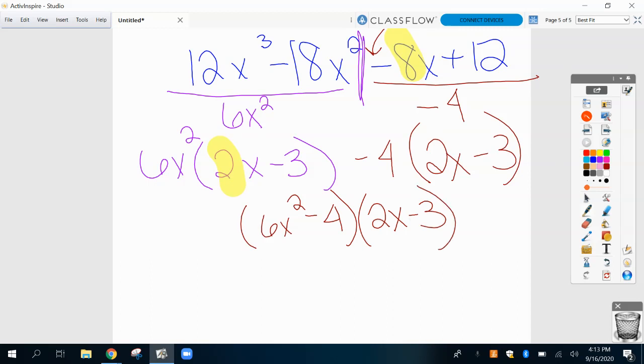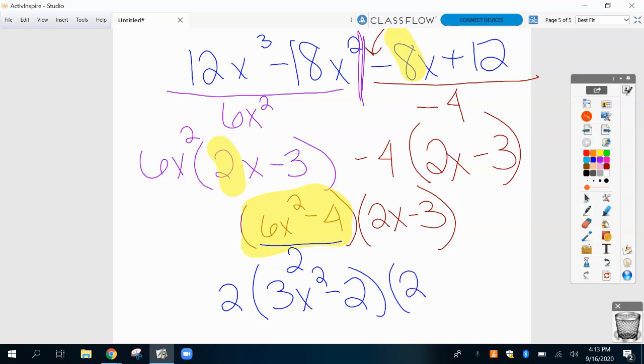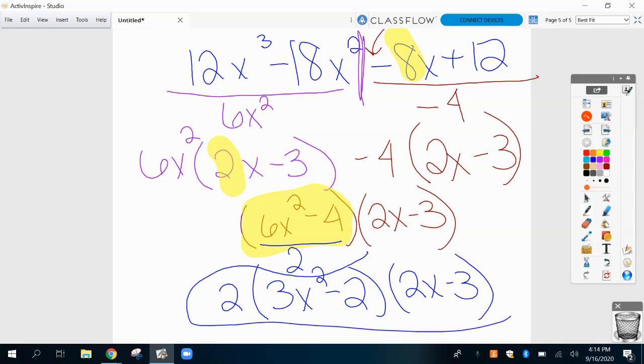Now, the problem here is that this isn't actually factored completely. And the reason why is because right here, is there still a GCF? And the answer is yes, right? If we look at that 6x squared minus 4, we could still factor out a GCF of 2. And so if we pull out that 2, that 2x minus 3 just stays. We didn't change anything about it. And so here is our answer.